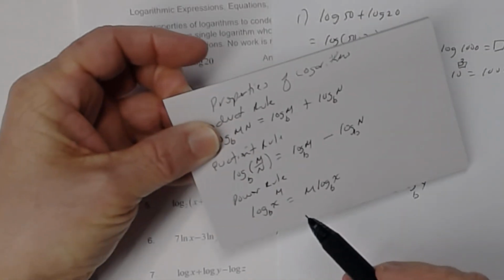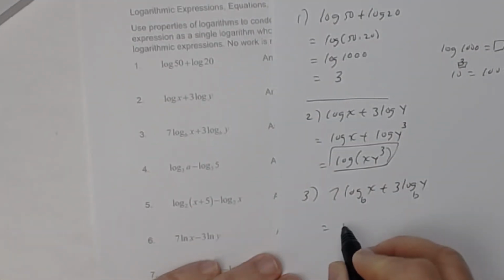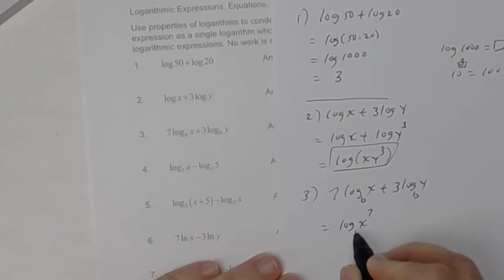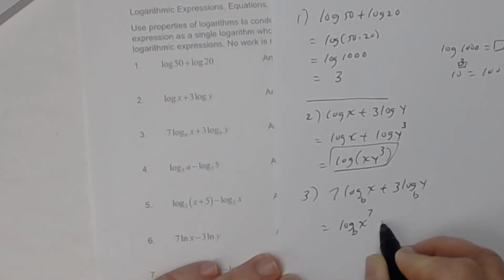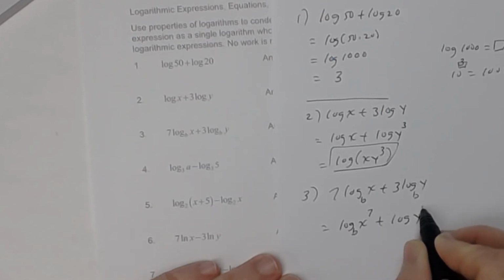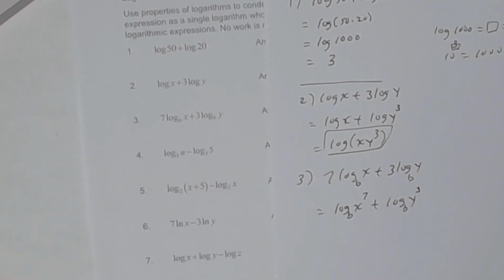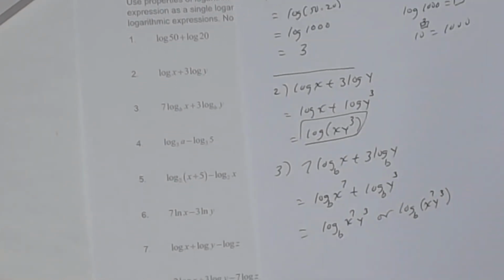So using the power rule, this becomes the log of x to the 7th power base b, notice I'm writing my base, plus the log of y to the 3rd power base b. And now I can write this as a single logarithm. Don't forget the base is b though. And so that becomes x to the 7th, y to the 3rd. Now if you want to put that in parentheses, you can. So you can say the log base b of x to the 7th, y to the 3rd. Okay, number 4.